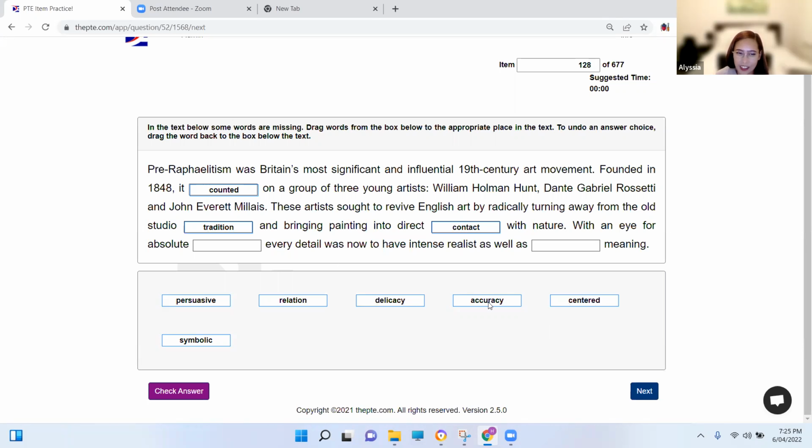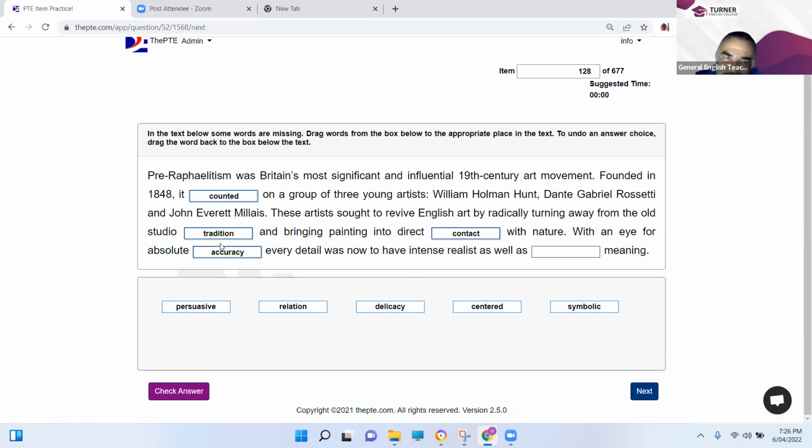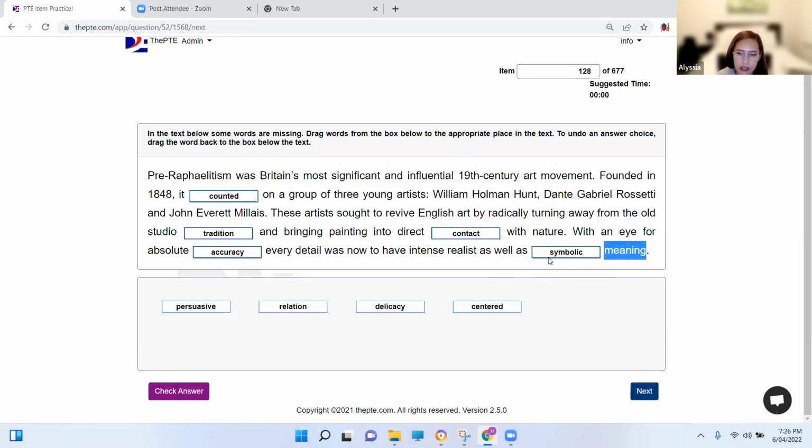So do you want me to put there absolute delicacy? No. How about, so when it comes to a wrong option, or an option and a distractor, what's a distractor for delicacy? Accuracy. Very good. So now you have the 2 culprits. Between these 2, you say, okay, I'm going to go with this one. So you need to choose between accuracy or delicacy. And the last one, meaning is a noun. You need an adjective here. Symbolic. Very good. Symbolic is an adjective.